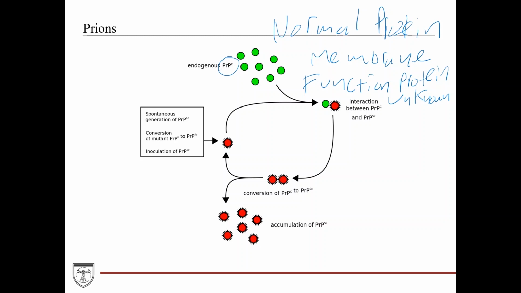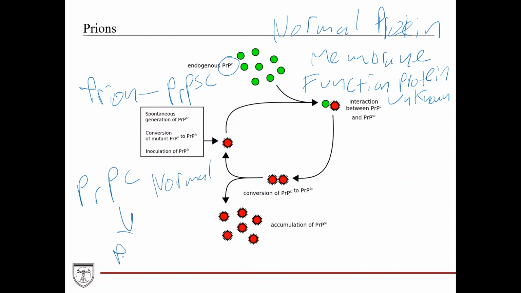The problem is it can be converted into prions. And prions are these misfolded proteins, which are called in this diagram PrPSc. So the basic mechanism here is you have PrPC, which is normal, which is then converted to PrPSc, which is the prion, which is abnormal. So let's look at this diagram because this explains how this occurs.